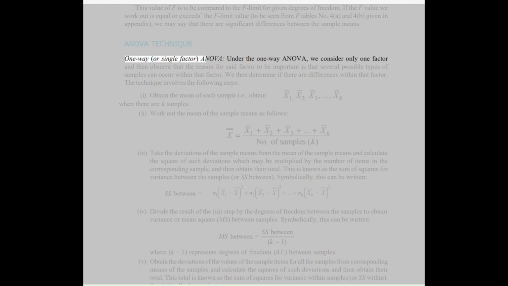One-way or single factor ANOVA. Under the one-way ANOVA, we consider only one factor and then observe that the reason for said factor to be important is that several possible types of samples can occur within that factor. We then determine if there are differences within that factor. The technique involves the following steps.